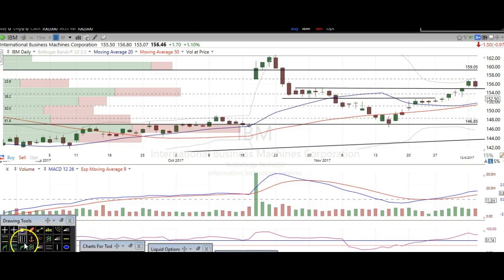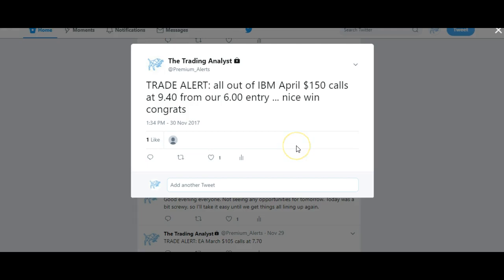I'm going to show you that alert right now. So here is the actual alert given on the private Twitter feed. Again, we send these alerts in real time via text message as well. So here's that alert: all out of the IBM April 150 strike calls at 9.40 from our $6 entry. Nice win, congratulations. So 9.40, that's about a 60% win on that last half of the position. A very nice win for myself and the members in the community.